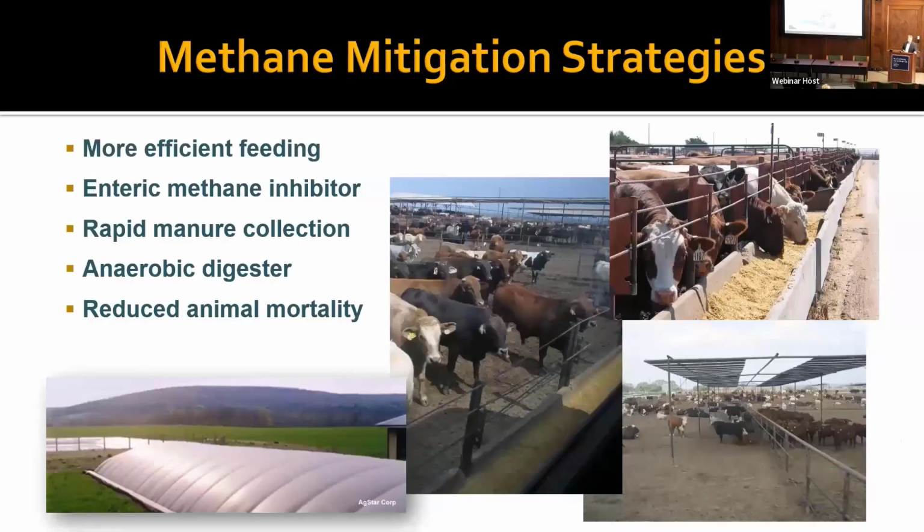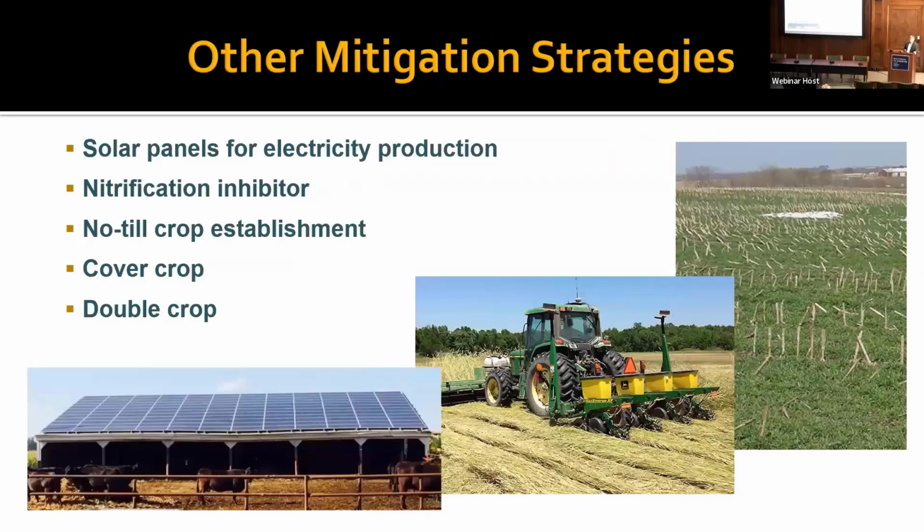So what can we do to reduce things, and how does that affect the system? We're looking at a lot of different strategies. I've listed a few here: more efficient feeding, using enteric methane inhibitors, anaerobic digestion and that sort of thing. We're also looking at things like use of solar panels, say on shade structures or roofs, nitrification inhibitors, and so forth. So a lot of options, and you may have some other ideas, and I'm open for more.